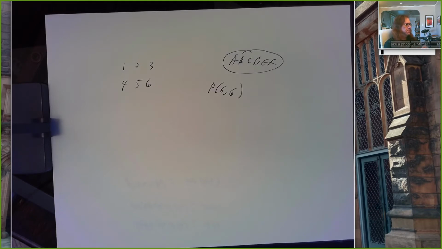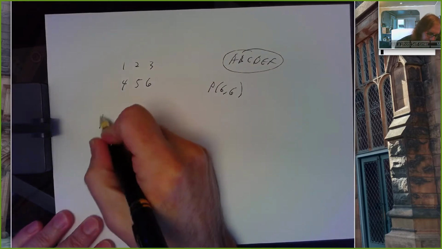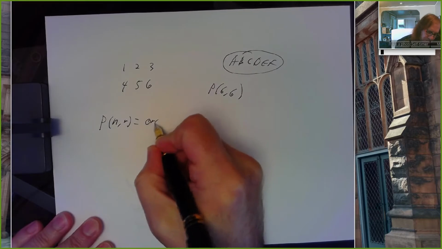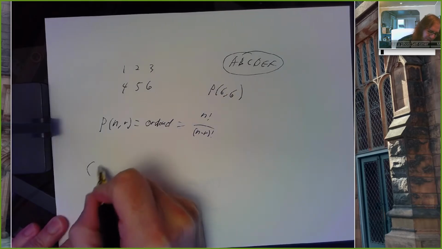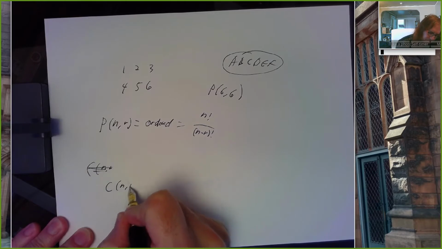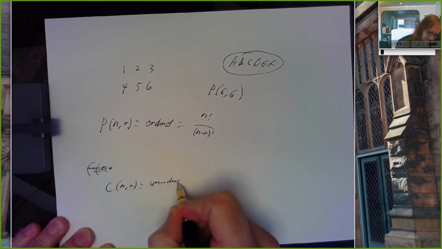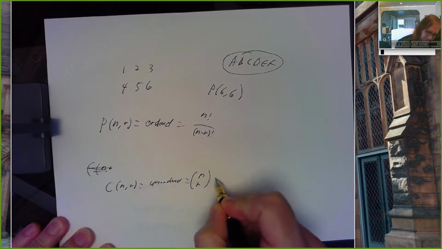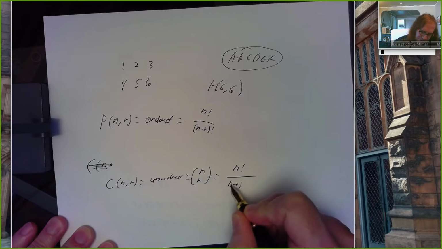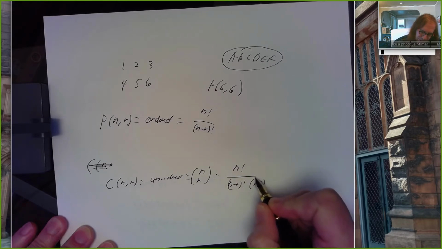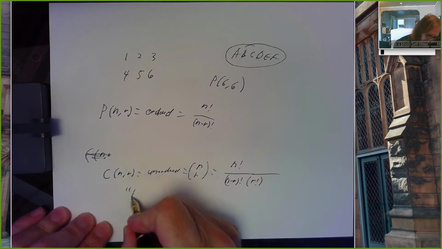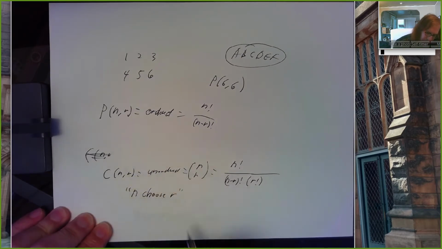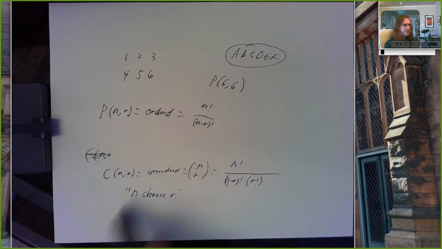So remind me again, iterations versus permutations versus choose. So permutations, these are ordered, and that's n factorial over n minus r factorial. Combinations, these are unordered, and we sometimes write it like this. And that's n factorial over n minus r factorial, but then also divided by r factorial. So it's just got that extra factor in the denominator. And this is sometimes referred to as n choose r. So those are permutations, combinations.